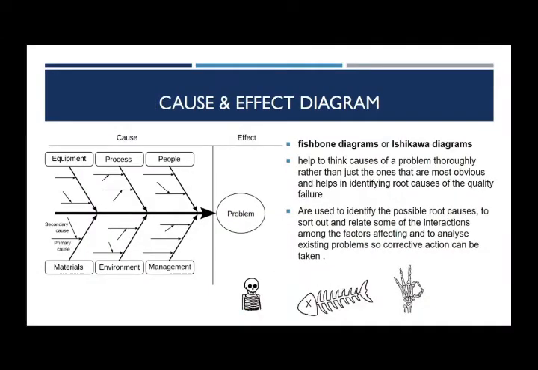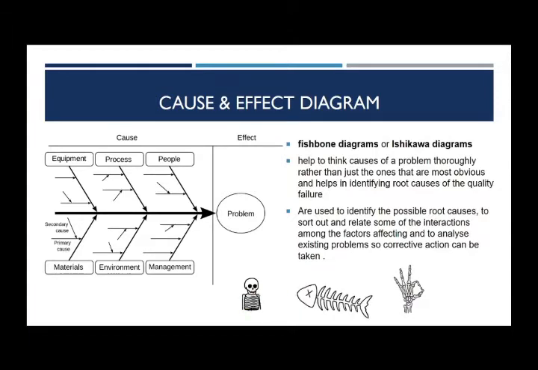Next we have the cause and effect diagram. The other name for the cause and effect diagram is fishbone diagram or Ishikawa diagram. Cause and effect diagrams help to think about the causes of a problem thoroughly rather than just the ones that are most obvious, and help in identifying the root causes of the quality failure.